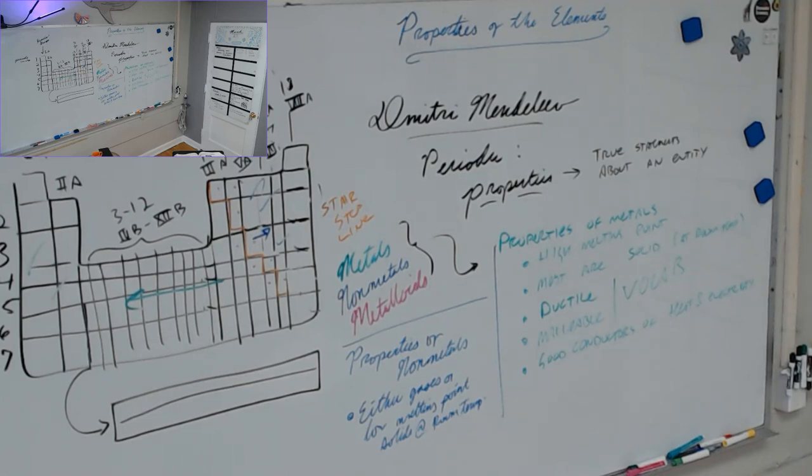What's a nonmetal that's a solid? Which one is that, yellow? Boron. Nope, boron's a metalloid. Silicon's a metalloid, because those touch the staircase line.